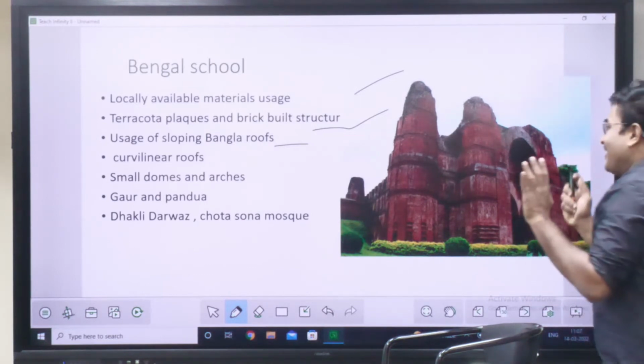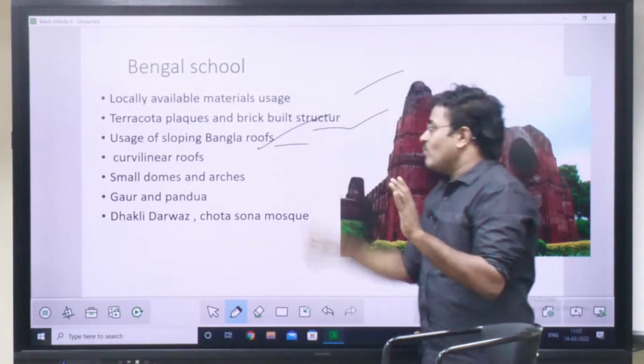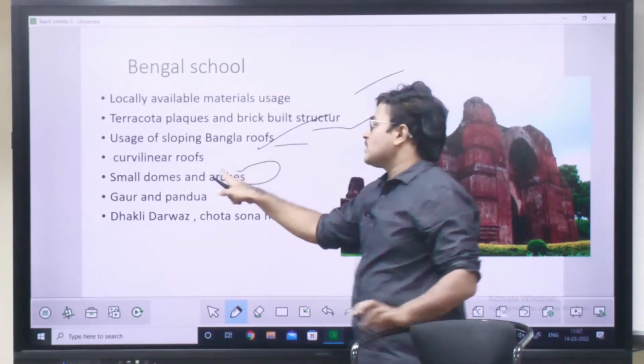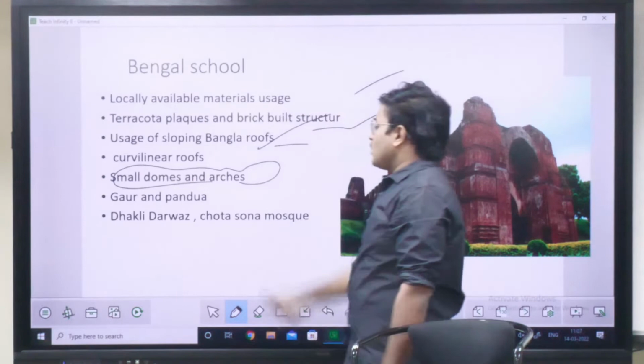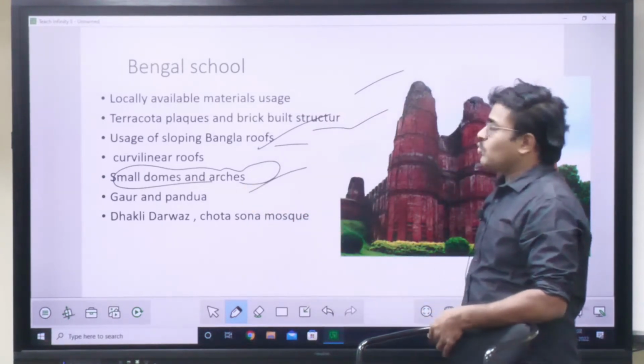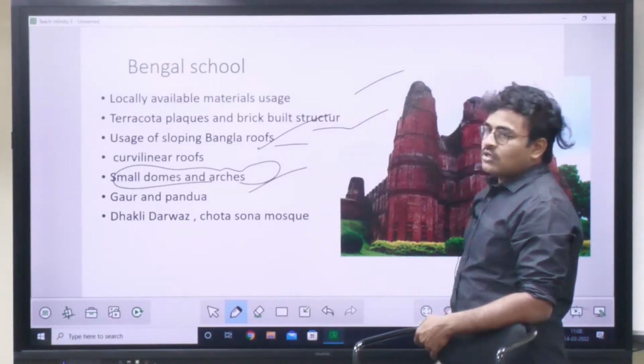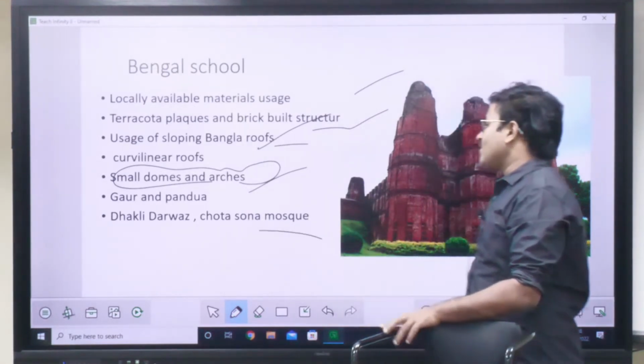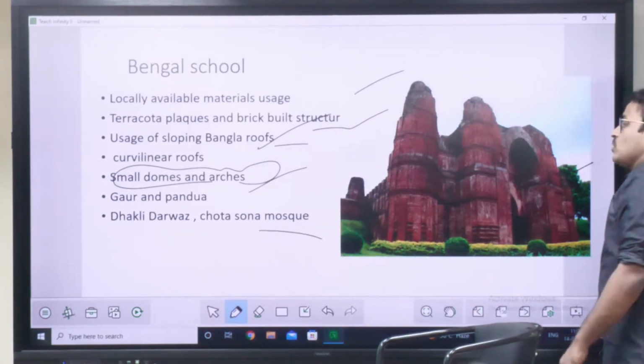Then curvilinear roofs is one more thing that they started constructing. Small domes and arches, their domes are very small. The main constructions are present in two places, Gaur and Pandua. Both of them are in Bengal. The most important ones are the Dakhil Darwaza and the Chota Sona Mosque.